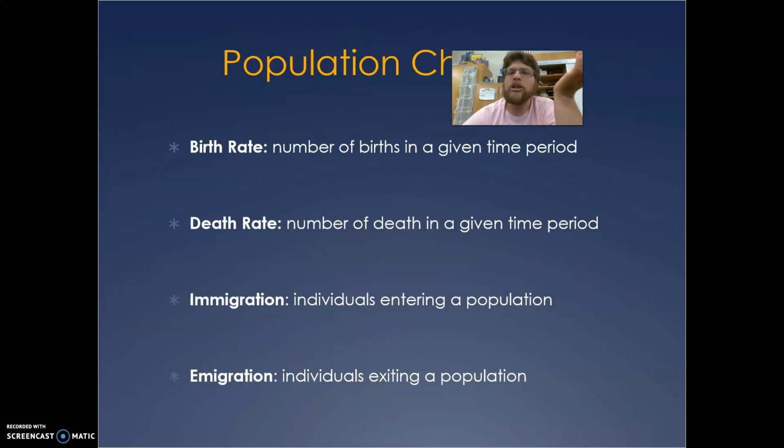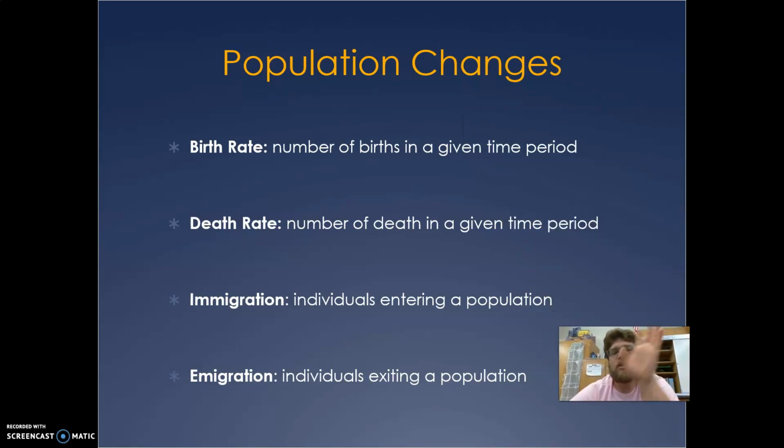So, when we look at population changes, we focus on 4 basic mechanisms. One is birth rate. So, how many new individuals are being born? How many pigeons are being born in a month, in a year? And then death rate, the number of deaths in a given period of time. So, how many pigeons are dying in a year? Immigration. How many individuals are going into a population? They are entering a population. So how many pigeons are flying into Clovis East? And then emigration. Individuals exiting. How many pigeons are taking off? They're looking for a new place to call home.